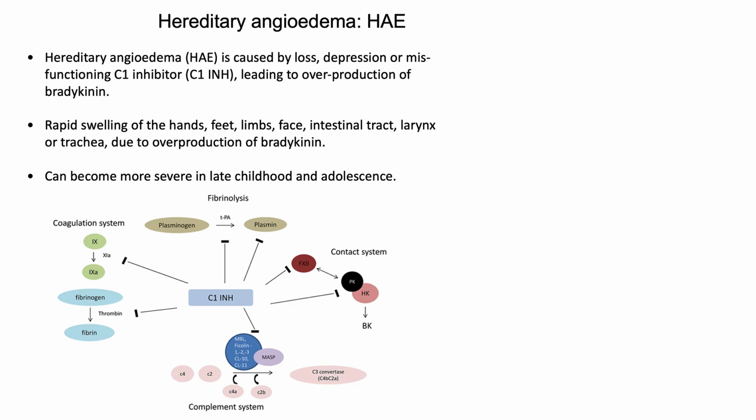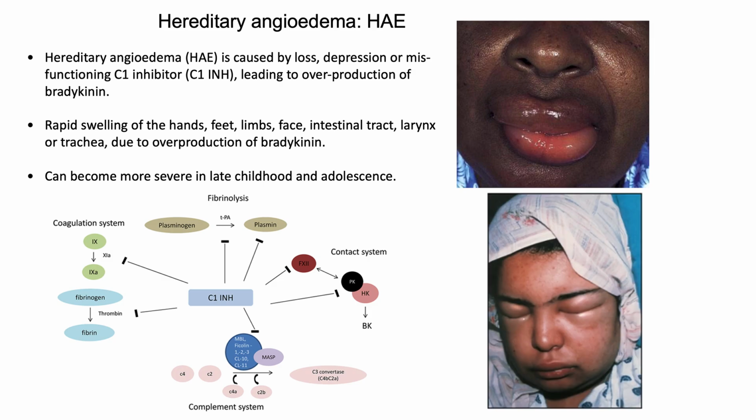And the other one that I wanted to mention briefly is hereditary angioedema, HAE. This also results from a defect in a complement component called C1 inhibitor, but in this case, it has nothing to do with complement, because whereas C1 inhibitor does regulate certain aspects of complement activation, it also regulates bradykinin release. And in the absence of this inhibitor, individuals are susceptible to swelling of the feet, limbs, face, larynx, trachea, etc. And this is a disease that can become more severe in late childhood and adolescence.